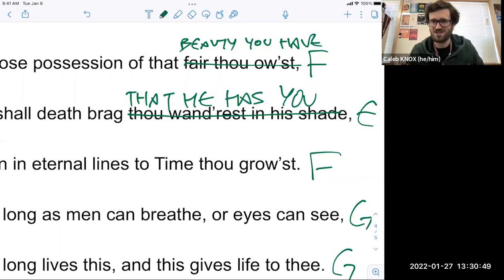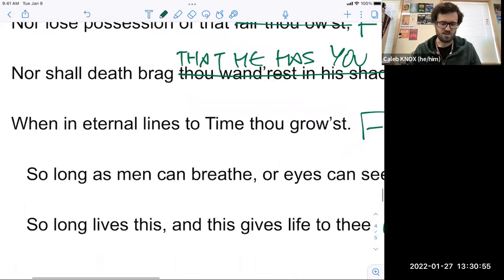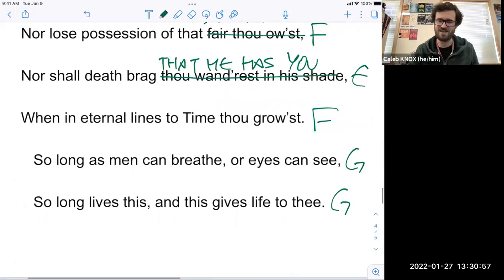You aren't wandering in his shade. You're not near him. Death will never have a hold on you, okay? He will never have a hold on you when in eternal lines to time thou growest. We're going to hang on to that line for a second, come back to it.